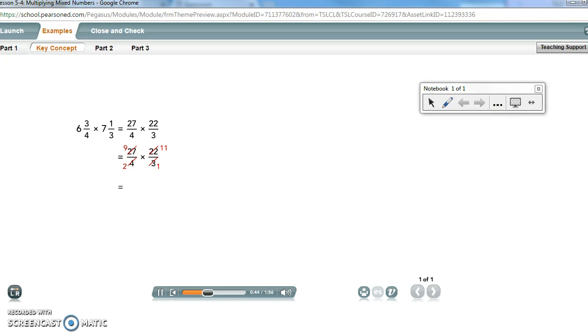Exactly. Then we multiply the numerators. 9 times 11 is 99. Next, multiply the denominators. 2 times 1 is 2. So the product is 99 halves. Wait, let me do this part. We change this improper fraction to a mixed number, divide the numerator by the denominator. 99 divided by 2 is 49 1/2.